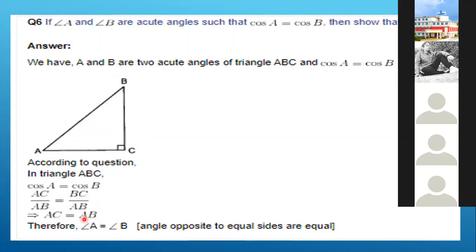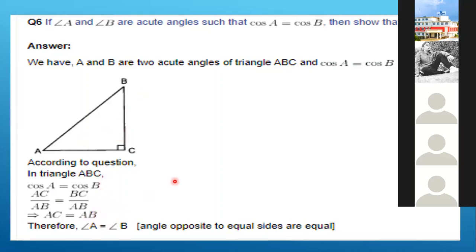Ma'am, but after that, it is AC is equal to AB, ma'am. Sorry, typing mistake. It is AC is equals to BC, children. But oral explanation I did correctly. AC is equals to BC. Equal sides, opposite angles are equal. Angle A is equals to angle B. Here, instead of AB, it has to be BC.